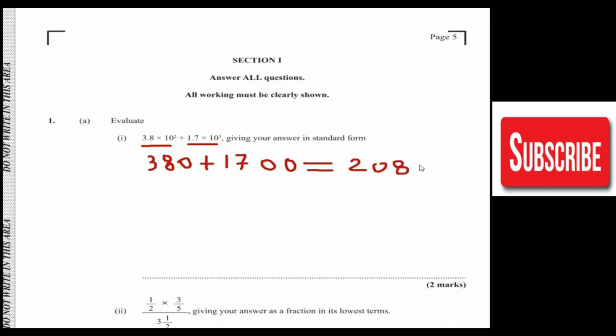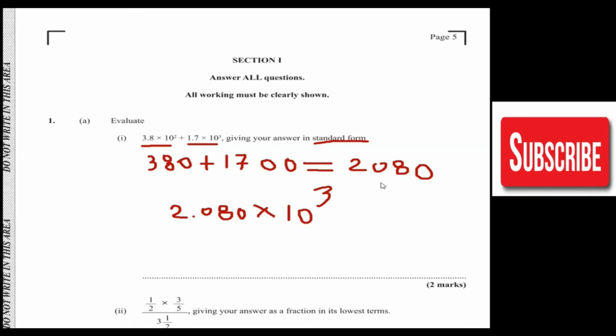But the question says to give your answer in standard form. So the answer is going to be 2.08 times 10 to the third power. Why to the third power? 1, 2, 3. 3 units going across to the right will give us back 2,080. And that's how you do this question. So that's the answer, easy.